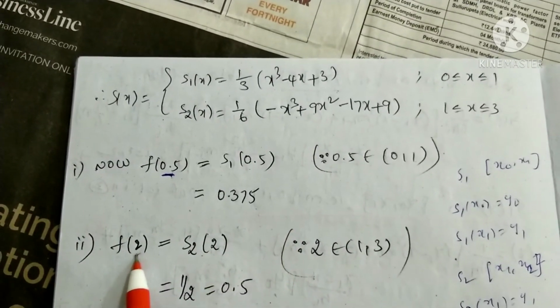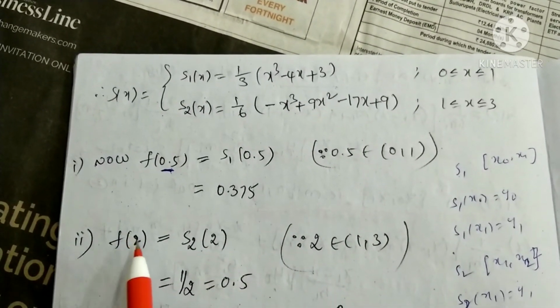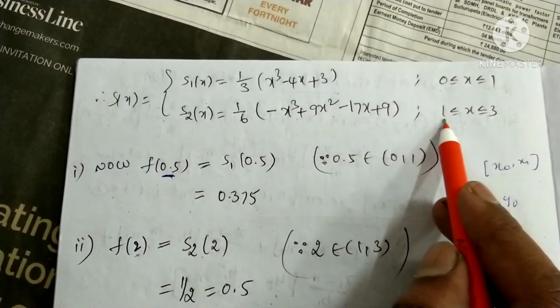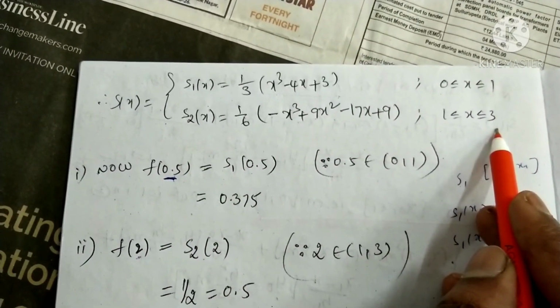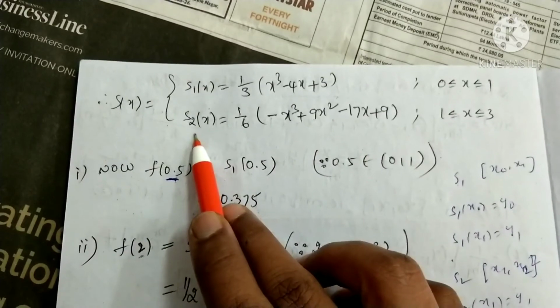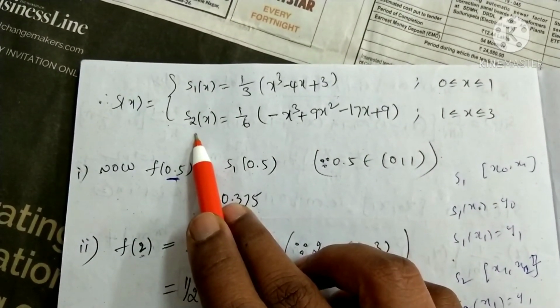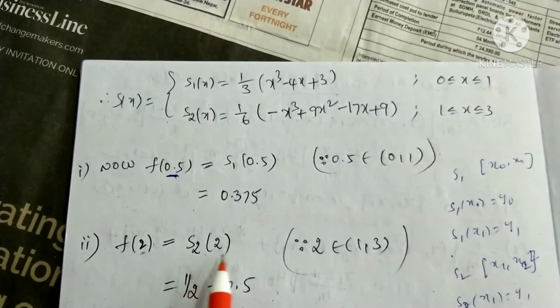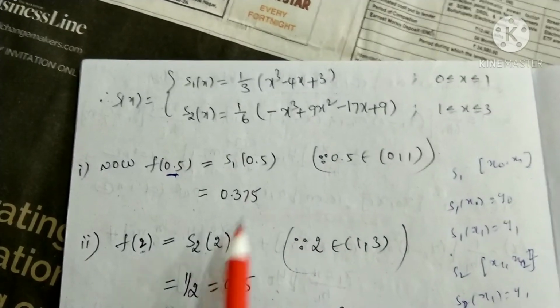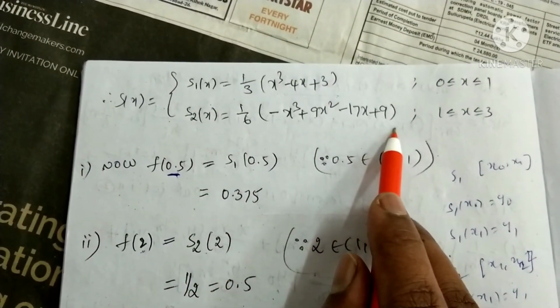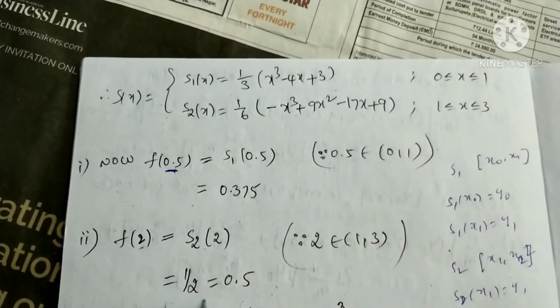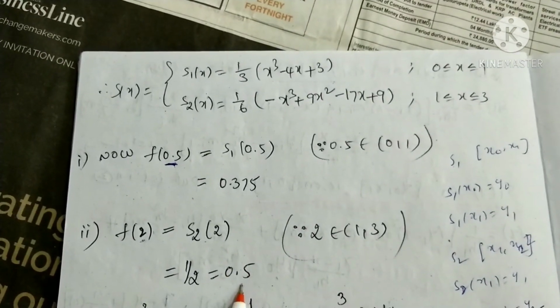Similarly, the next bit is f of 2. Here we want to get f at x equal to 2. X equal to 2 lies between 1 and 3, that is in the second subinterval. So s of x must be taken as s2 of x. So f of 2 is obtained from s2 of 2. In this polynomial we will put x equal to 2. So we are getting the value as 0.5.